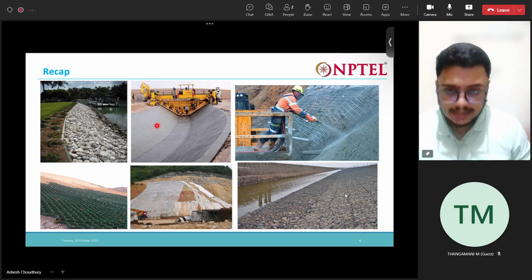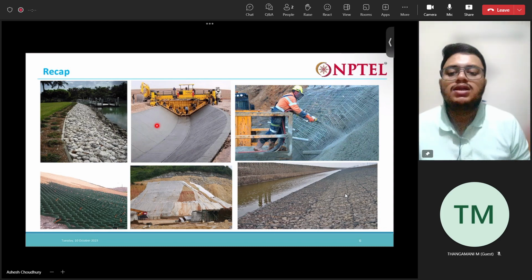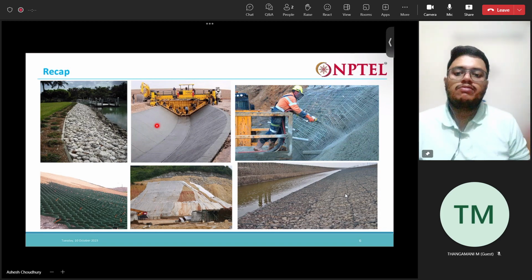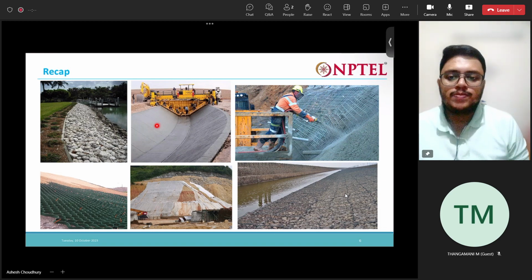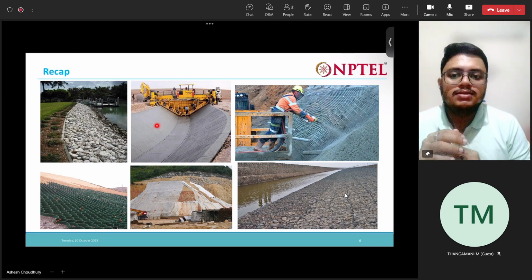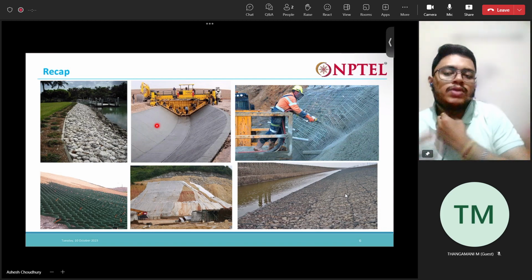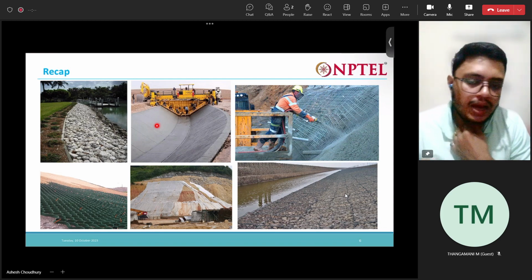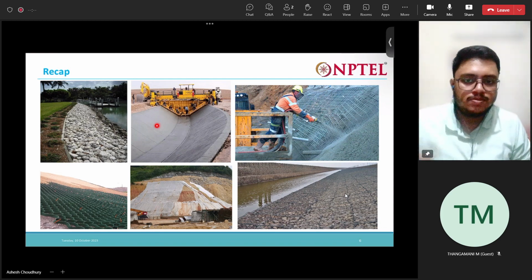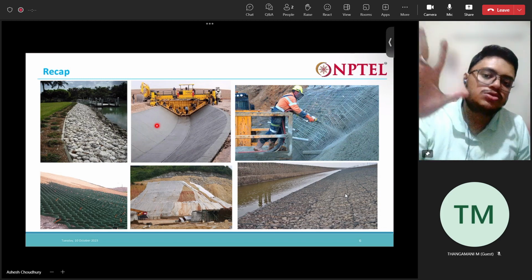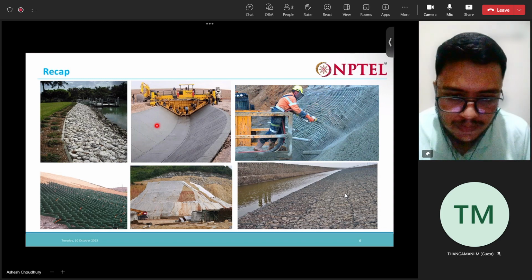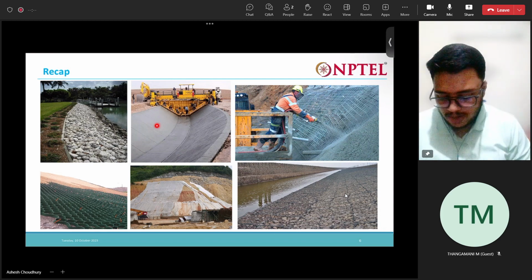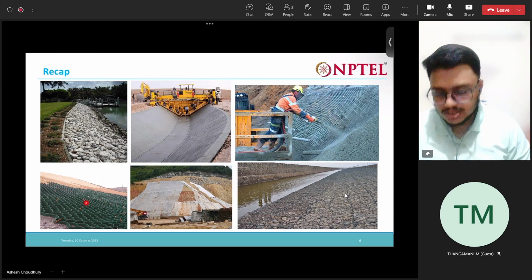Then in the second image, you can see this concrete lining, right? We are lining this canal with concrete so that the canal remains protected. Then we have gunniting. Here we have a slope, and high pressure guns are used to spray concrete over this slope, so that the concrete holds the soil in place. That is nothing but gunniting. Then here we have geocells. These geocells are used over slopes.